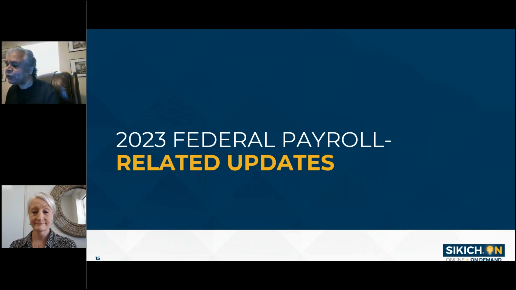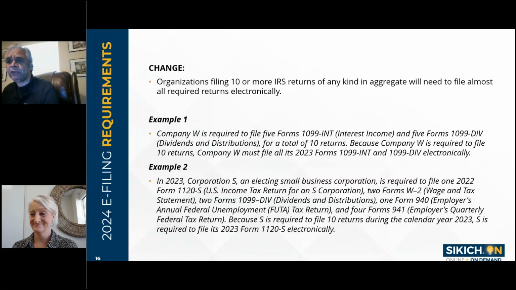All right, so let's leave those proposed things out of the way for now. Let's move on to something that's definitely happening next year, right? The federal payroll related updates. One of the changes that has been proposed, recommended, and already been put into place is that organizations filing 10 or more IRS returns of any kind in aggregate will need to file almost all required returns electronically. The key phrase is 10 or more IRS returns, right?